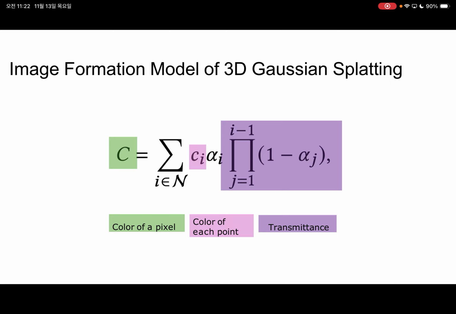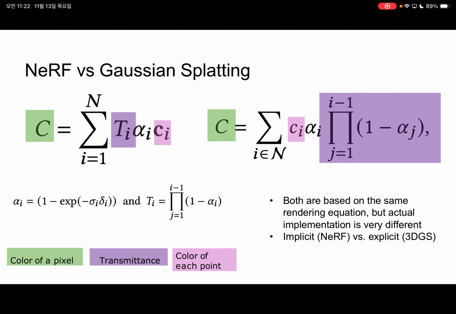And this is really Gaussian splatting. This is color, each point, each Gaussian has a color. And alpha is the opacity, and this is transmittancy. Just accumulated opacity becomes transmittancy. And so you can see these are quite similar. The left one is NeRF, and the right one is 3D Gaussian splatting.